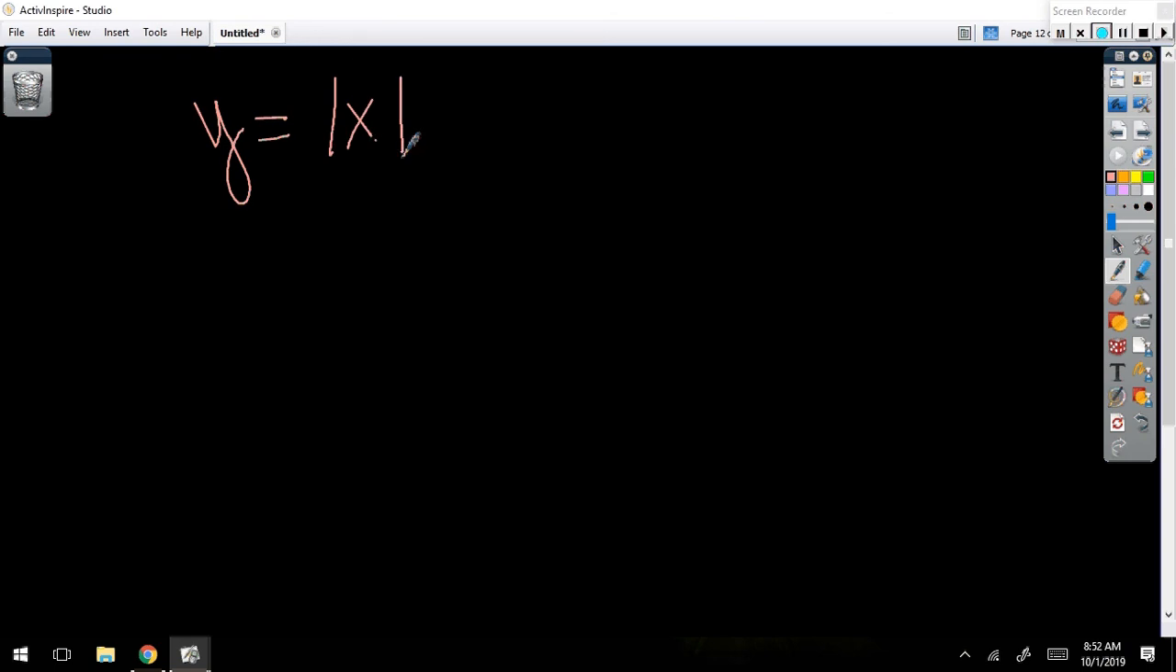What function is that? What changed? Somebody said it. It's absolute value. It does change the sign sometimes. When does it change the sign? When it's negative. It makes it always positive, okay?